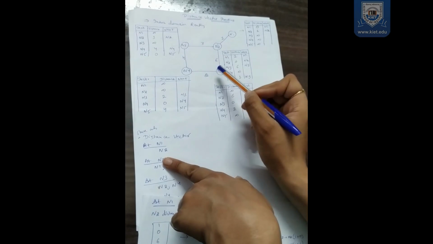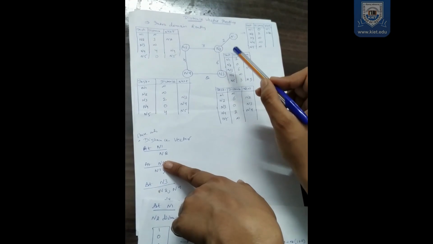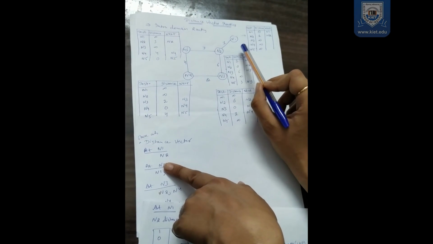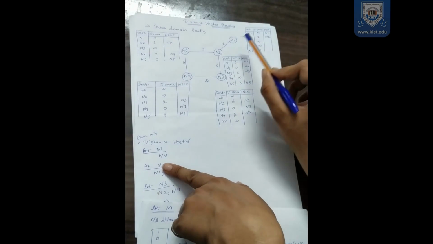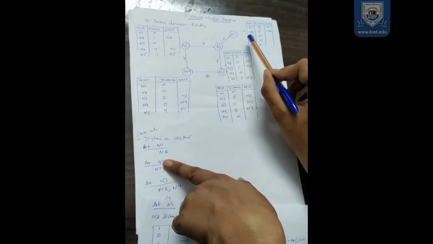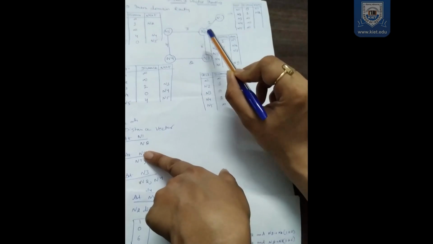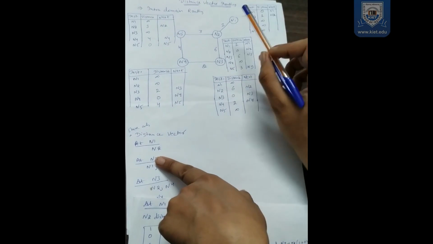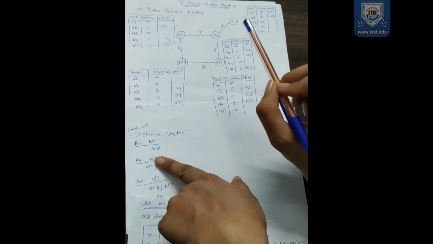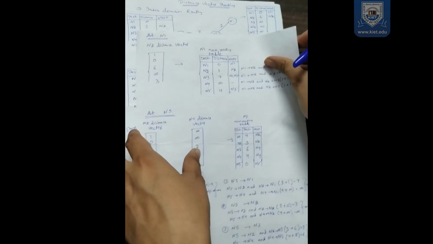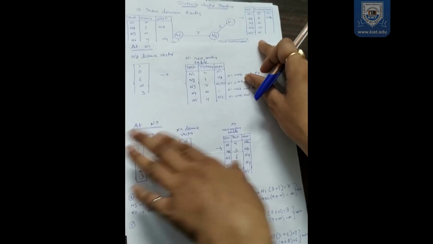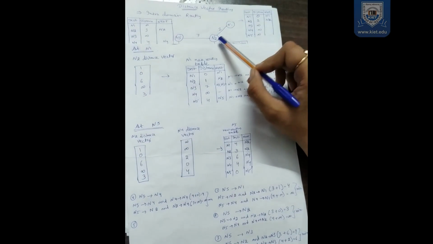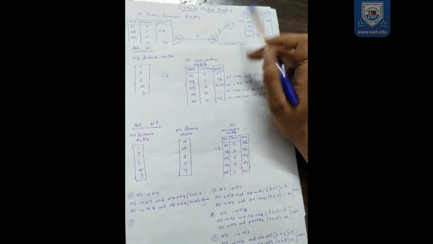After sharing the routing table, they will update their routing table with respect to their own routing table as well as their neighbor routing table. Let's take an example: how N1 will update its routing table. Right? Who is the direct neighbor of N1? N2. N2 is the direct neighbor of N1.